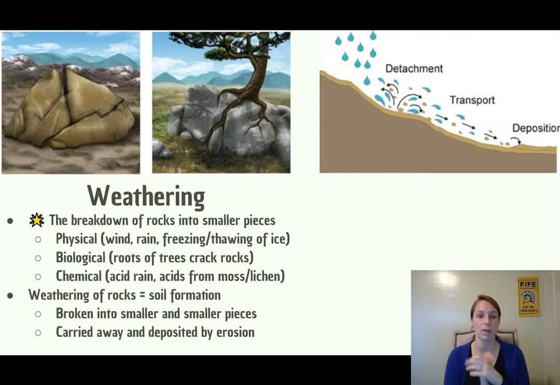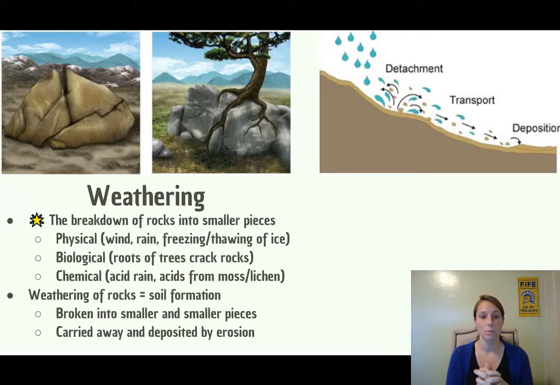We also have biological, where you have things like the roots of trees are going to go through and they're going to crack rocks apart and break them. And then we also have chemical. Things like acid rain or acids that are released from moss and lichen are going to be part of breaking down rocks into these smaller pieces. Now, weathering of rocks is ultimately going to eventually lead to soil formation because it's going to keep being broken down into smaller and smaller pieces until it is going to no longer be a rock, but it will actually be small enough to be part of this soil.